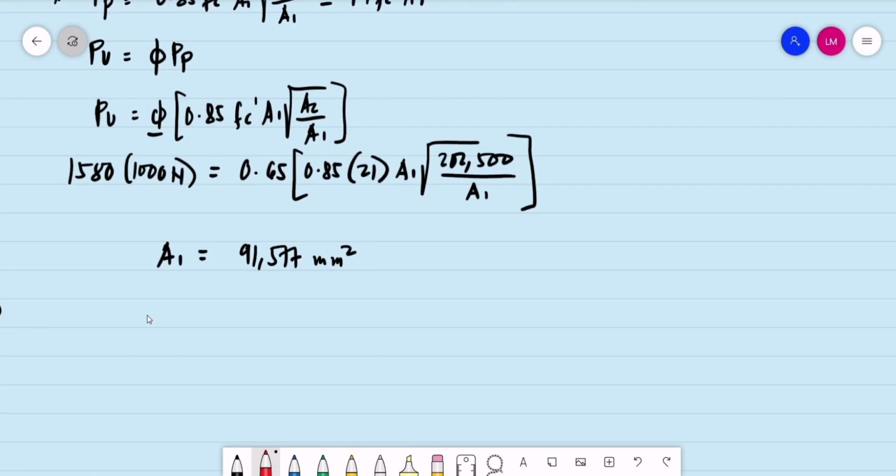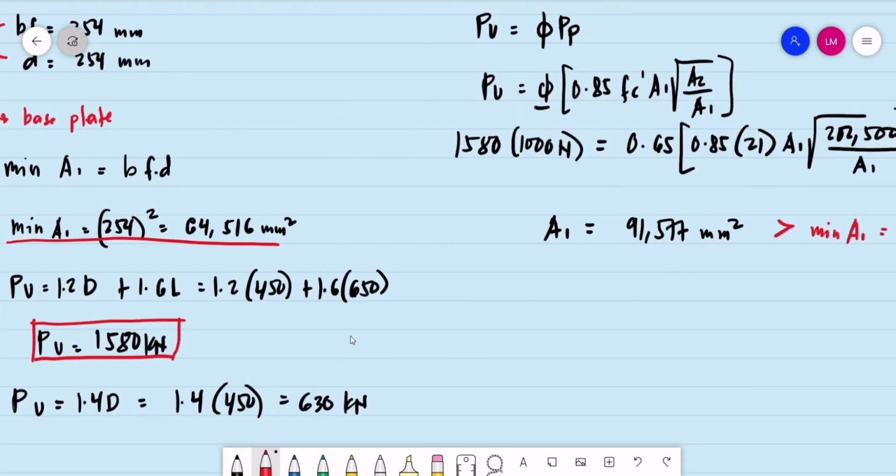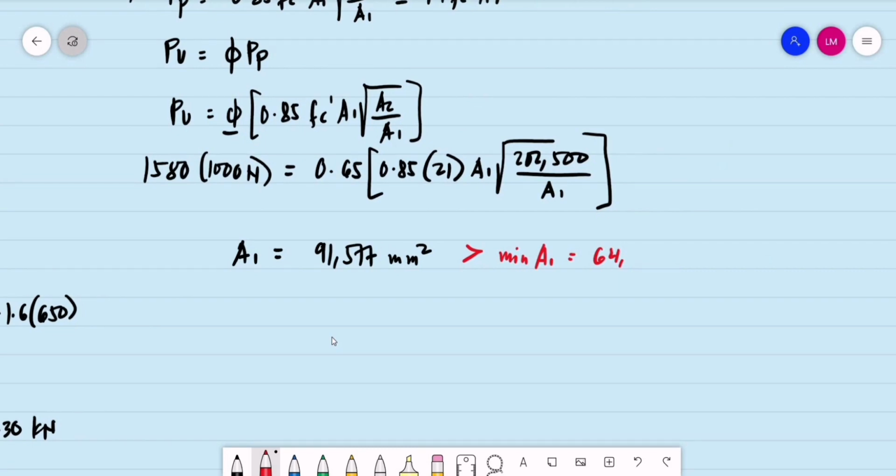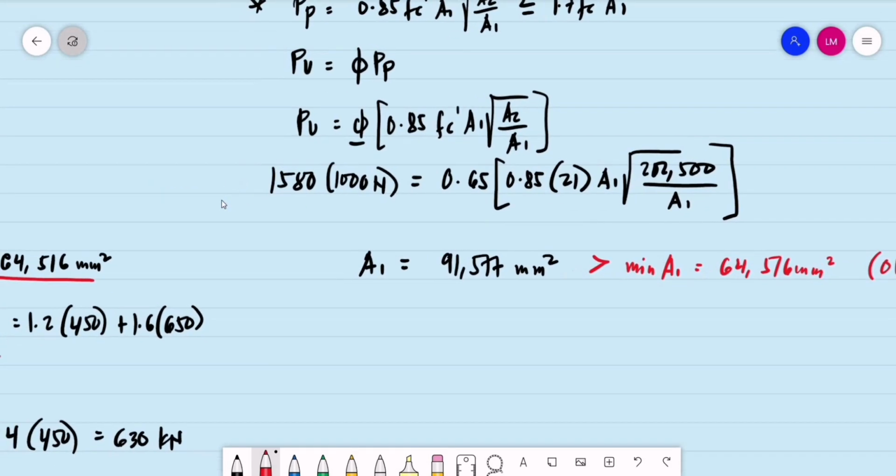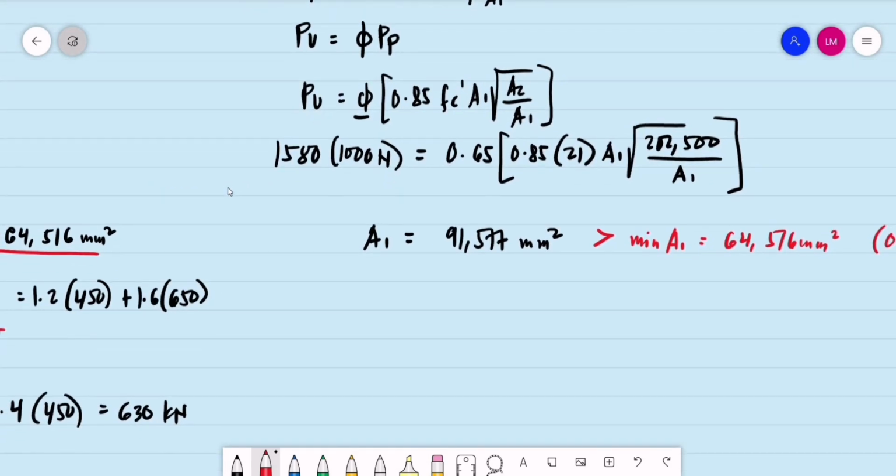So the minimum area 1 is 64,516 square millimeters. So this is basically greater than the minimum area 1, which is equal to 64,516 square millimeters. So this is adequate to satisfy this condition for the area 1. So what's next is that we are now to compute for the value of D.